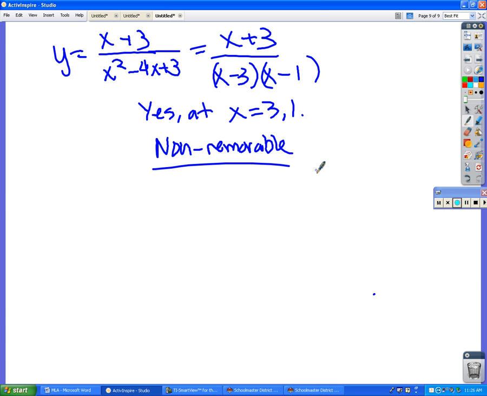Kayla? How did you get this? Okay, the 3 and the 1 I got from looking at the bottom and seeing what number, if I plug it in for x, will it give me 0. And since 3 minus 3 is 0, okay, and 1 minus 1 is 0, that gives me 3 and 1. I'm bad at factoring. You're about to get good at it.